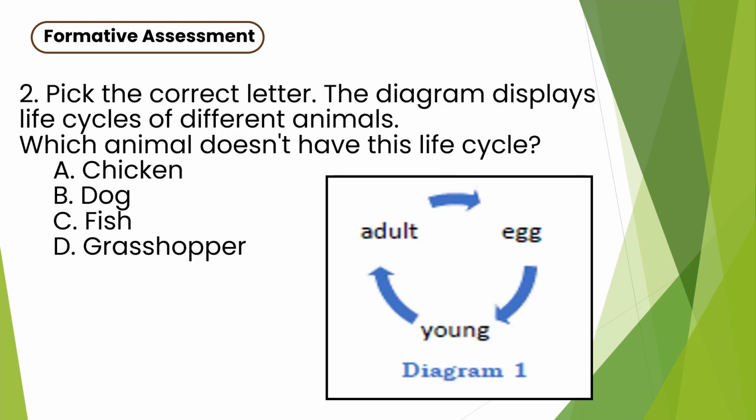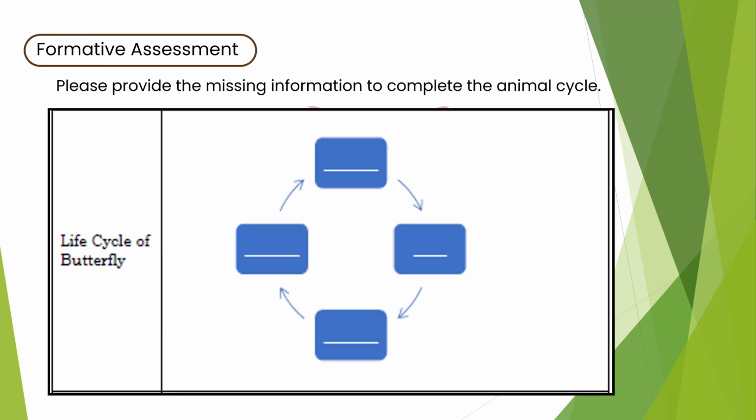With the correct letter, the diagram displays life cycles of different animals. Which animal doesn't have this life cycle? The answer is letter D, grasshopper. Now this time, provide the missing information to complete the animal life cycle.